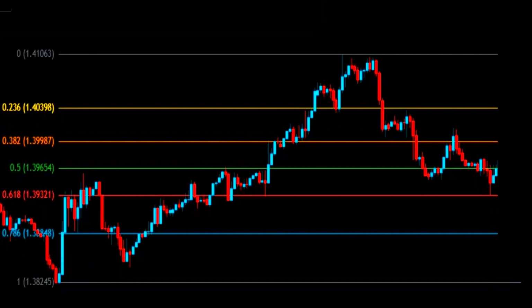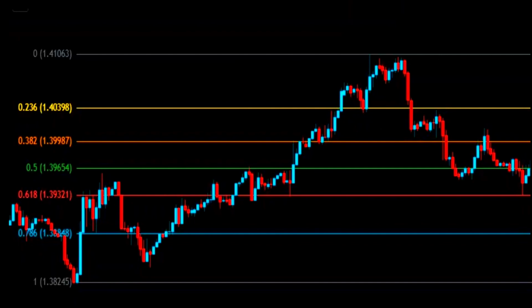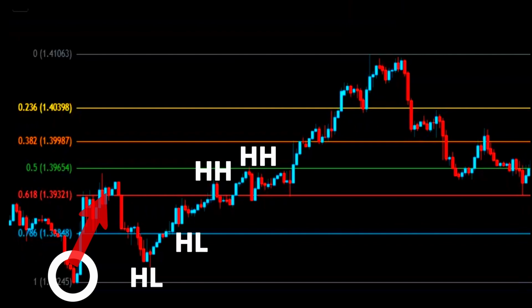So, there's a trick to find the correct swing low. Let's learn through this example only. The price had made a swing low here, which made a bigger swing high as it broke the previous swing high to the upside. And after that, the market started making new higher lows and higher highs.